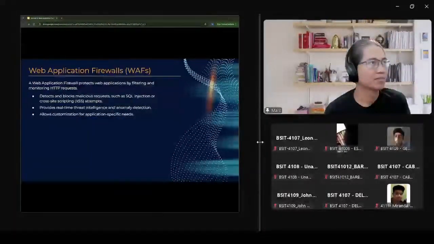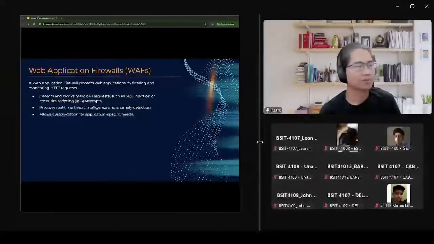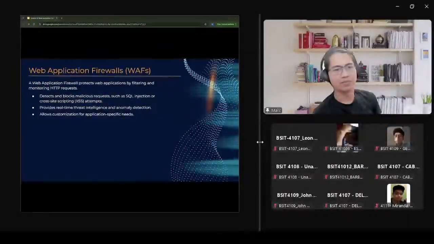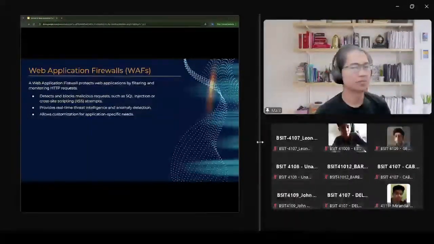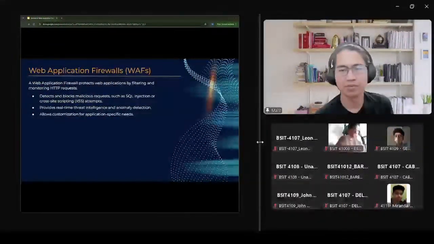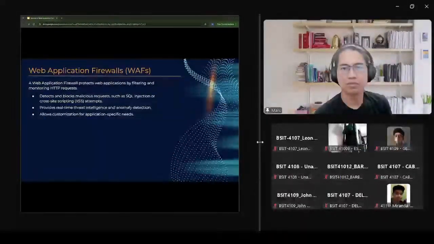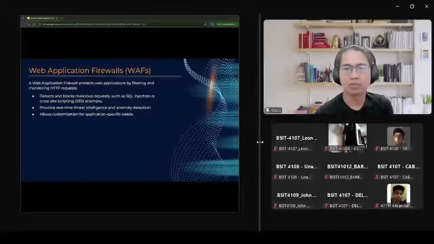Next, we'll explore an essential tool in the arsenal of web application security: web application firewalls, or WAFs. If we think of a web application as a castle, then the WAF acts as a castle's gatekeeper, filtering and monitoring all incoming and outgoing traffic to ensure only safe and legitimate interactions occur.